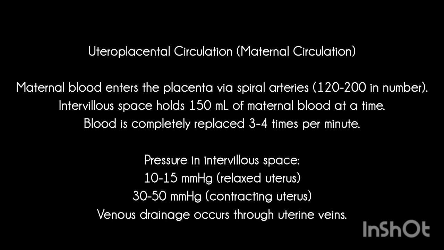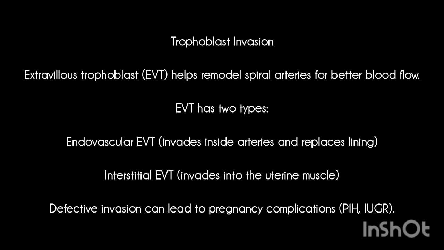Pressure in intervillous space, 10 to 15 mmHg, relaxed uterus. 30 to 50 mmHg, contracting uterus. Venous drainage occurs through uterine veins. Trophoblast invasion. Extravillous trophoblast (EVT) helps remodel spiral arteries for better blood flow. EVT has two types. Endovascular EVT invades inside arteries and replaces lining. Interstitial EVT invades into the uterine muscle. Defective invasion can lead to pregnancy complications (PIH, IUGR).